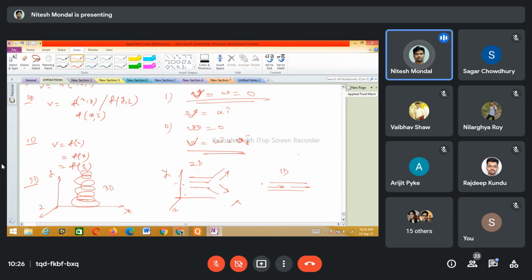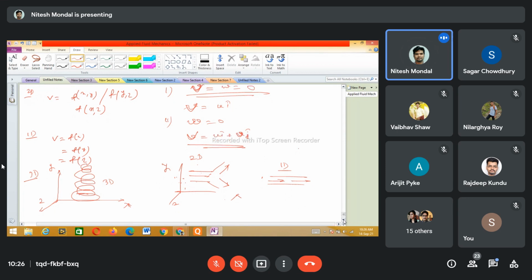So a vortex flow is the example of 3D. Any flowing condition on your floor is the example of 2D, and the syringe-like very small narrow angular gap is the example of 1D flow. So this is the classification of flow according to their direction.